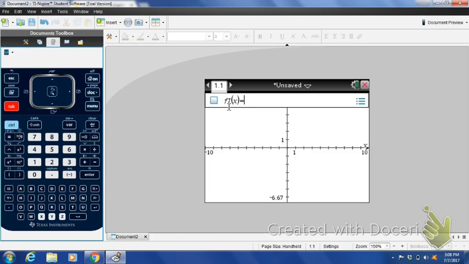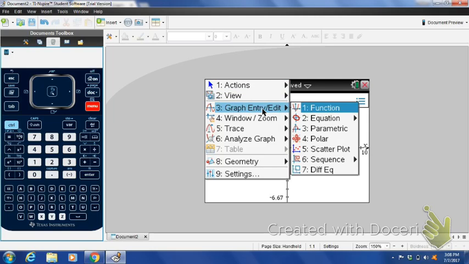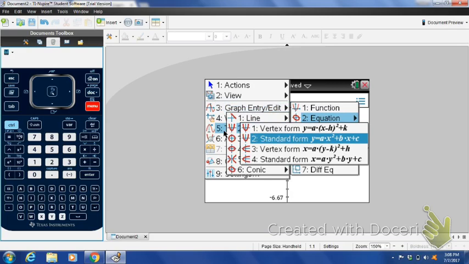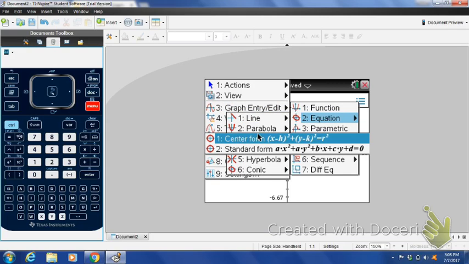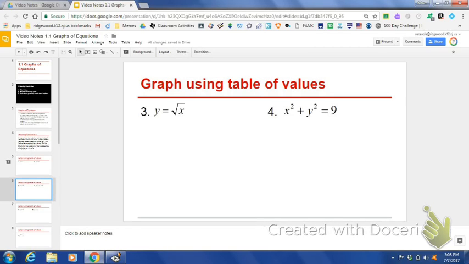If you want to graph something that's not a function, you're going to have to hit menu and change your graph entry, because the calculator is set by default to only graph functions. But if you want to graph equations like lines, parabolas, circles, then in this case we're going to choose circle and then 1, because the circle we were given in this example was in center-radius form, and we'll learn that later in this video. That means just by looking at it, you can see what the center is and what the radius is.